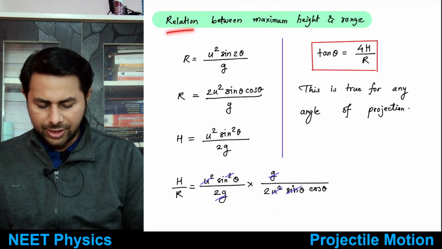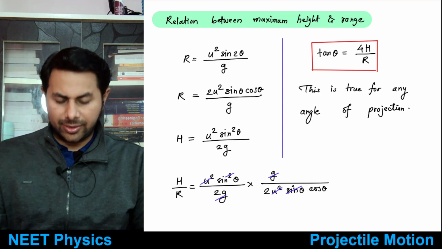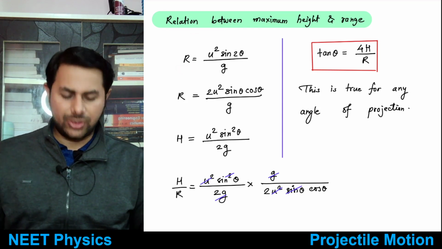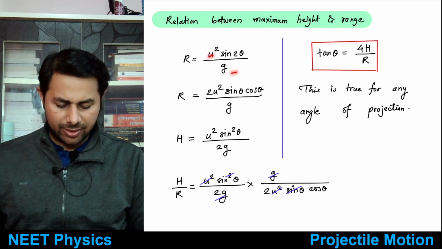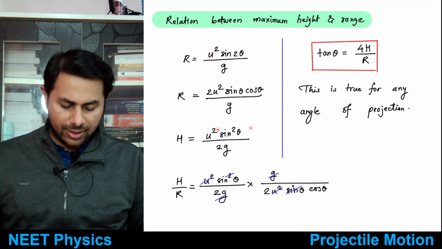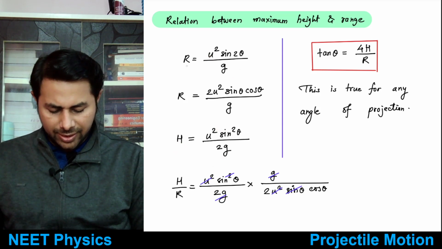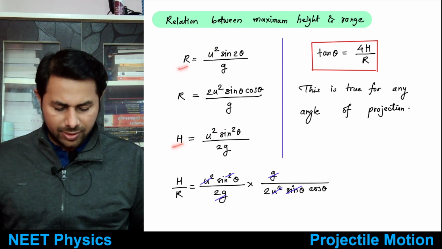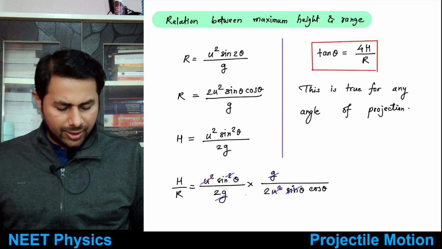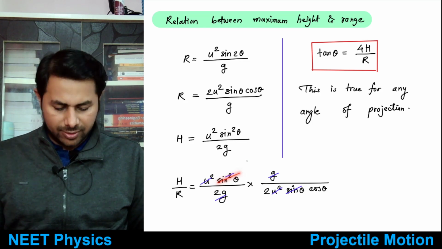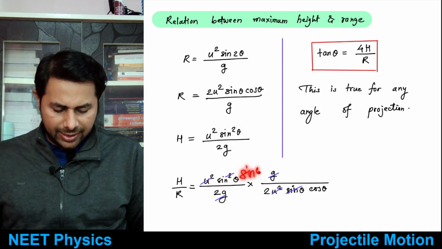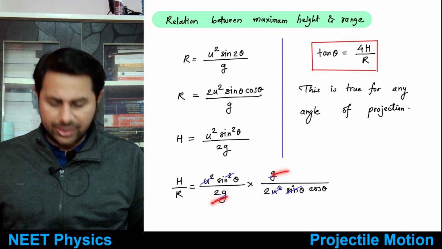And then there is a relation between the maximum height and range. What's the relation between maximum height and range? This is the equation for range: u square sine 2 theta divided by g. This is the equation for maximum height: u square sine square theta upon 2g. If you divide h by r, then u square will get cancelled. Then one of the sine theta in the square will get cancelled, and that one sine theta will remain there. And g gets cancelled.